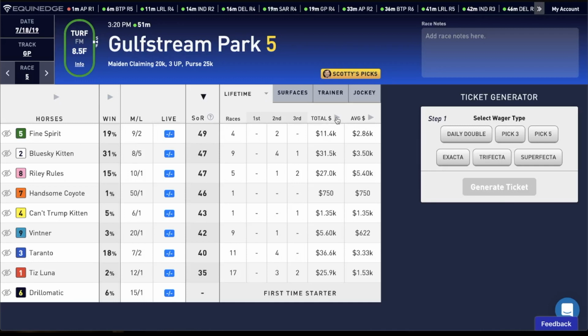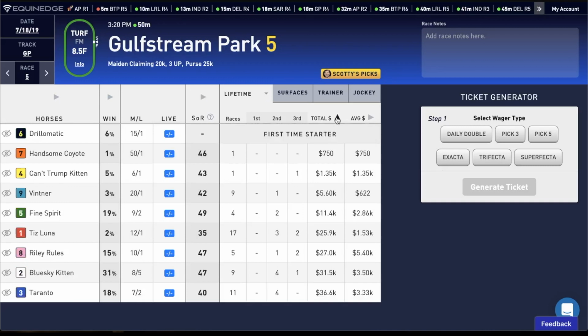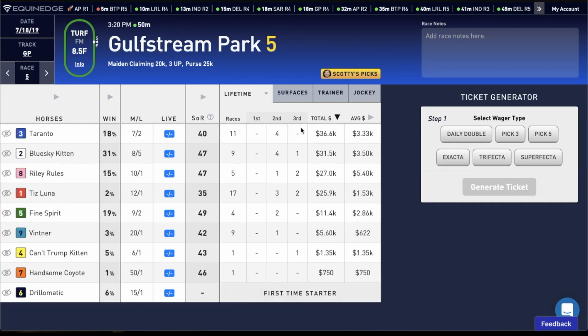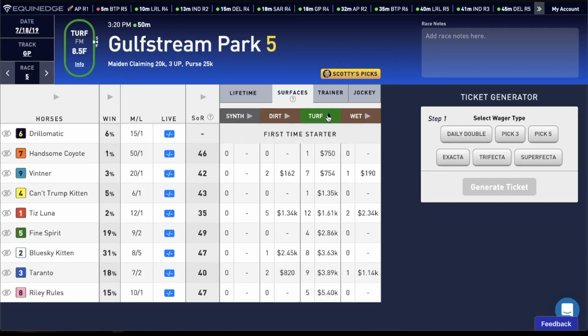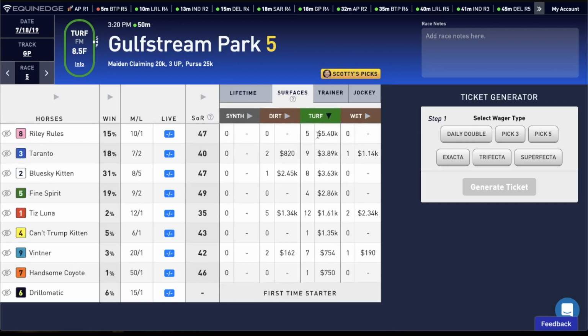And you can also sort by other metrics that you see in the site, such as the total money earned. So you can see the 3 horse earns the most money. You can sort by the money earned on a specific surface. So say this is a turf race, we can sort to see which horses earn the most money on turf, and it's the 8 horse.